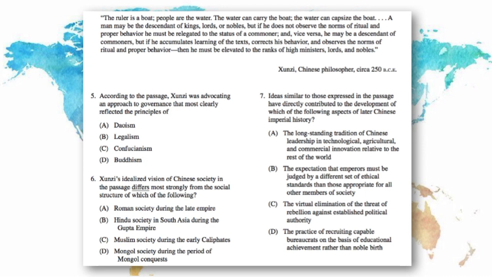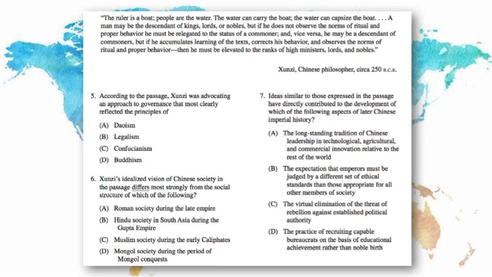And then the third question in the set says, ideas similar to those expressed in the passage have directly contributed to the development of which of the following aspects of later Chinese imperial history. That's basically a causation question. So 3 skills, 1 in each question, and a good solid model example of what a set of questions look like on the AP test.